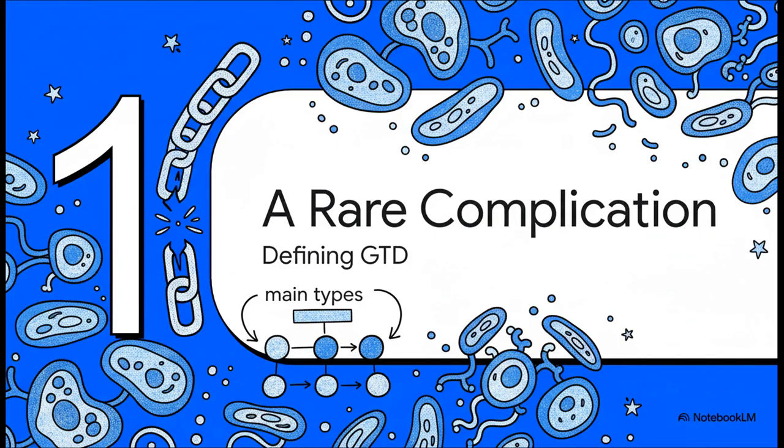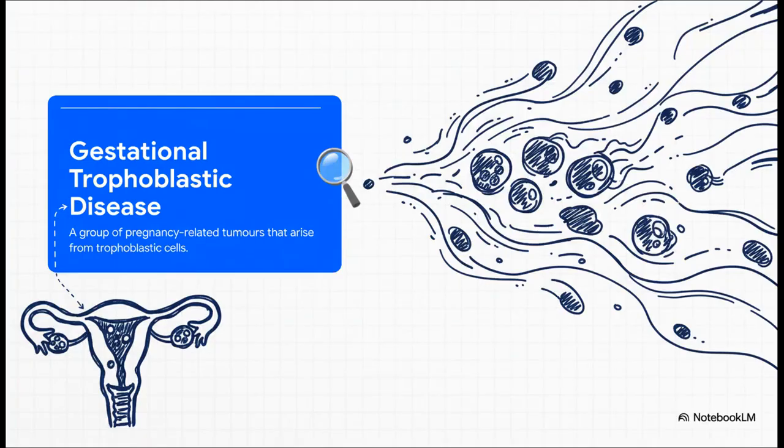Okay, so first things first, let's define what we're actually dealing with here and break down the main types of this rare complication. So, gestational trophoblastic disease, we'll just call it GTD to keep it simple, is basically a group of rare tumors. And they come from these specific cells called trophoblastic cells. The best way to think of them is like the construction crew for a new pregnancy, right? Their job is to build the placenta. But with GTD, something goes wrong, and that crew starts building, well, uncontrollably.